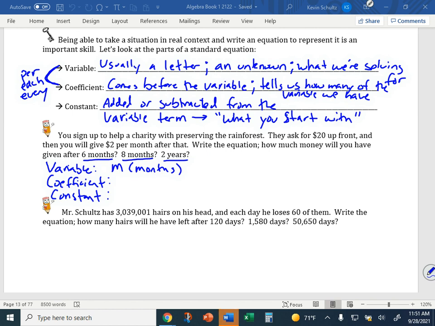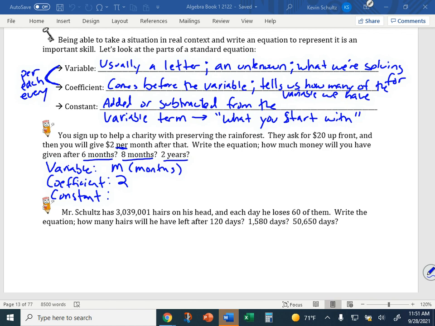How about the coefficient? Two things left. We have the 20 and we have the 2. Which one's the constant? Which one's the coefficient? Lauren. 2 is the coefficient, right? We see that word "per" there. I said that was kind of a really big hint. It connects your coefficient with the variable. We're giving $2 per month. And then our constant, what we start with.